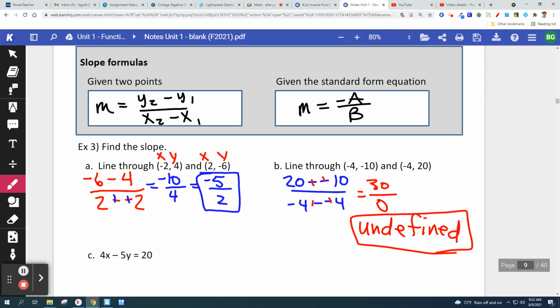That must mean we're talking about a vertical line. A vertical line, specifically, if you notice, the x number is negative 4. That's probably coming from the equation x equals negative 4. All right, that's a vertical line with an undefined slope.